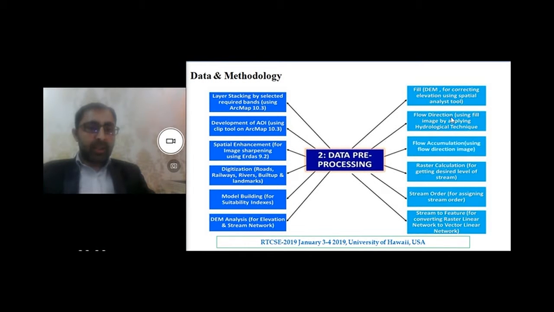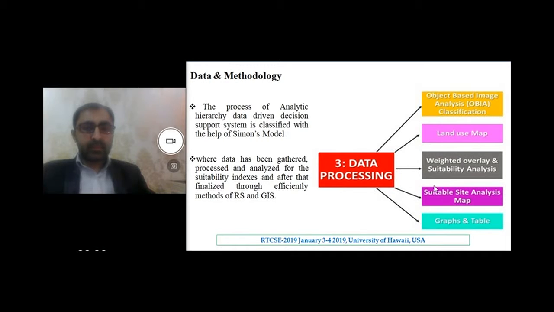The fill tool is applied for correcting the elevation using the spatial analyst tool. Flow direction is computed using the filled image by applying the hydrological technique. Flow accumulation is applied using the flow direction image. Raster calculation was applied for assigning the stream order.